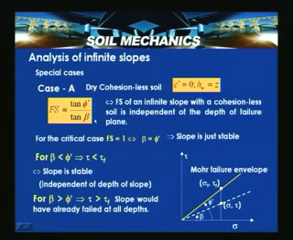tan beta. This expression indicates that the factor of safety of an infinite slope with a cohesionless soil is independent of the depth of the failure plane. So, this implies that the factor of safety of an infinite slope with a cohesionless soil is independent of the depth of the failure plane. For a critical case, a factor of safety equal to 1 indicates that beta is equal to phi', that is, slope inclination equal to the internal frictional angle of the material.